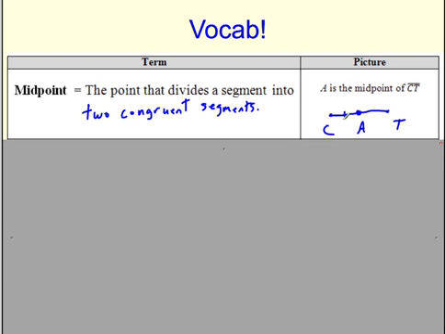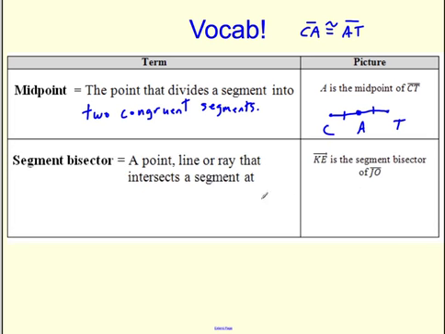Anyway, A is the midpoint. So what happens? This is congruent to this. So I've marked them the same. So that's the picture. Now I know it's the midpoint because I know this segment is congruent to this one. If you want to write it out, you don't have to write this down, but I'm really saying CA is congruent to AT, and I know that because A is the midpoint. Awesome. Very good.